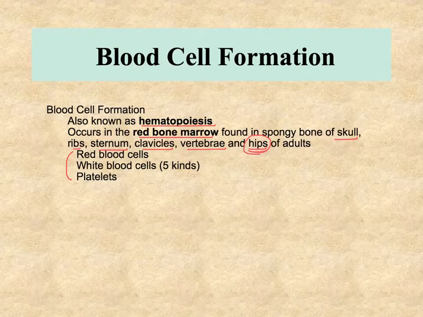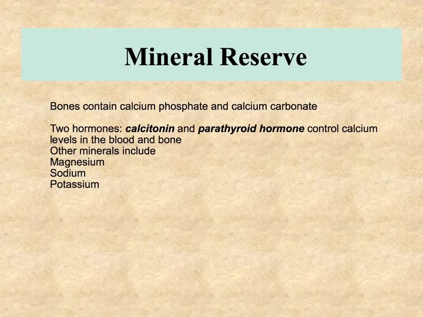But also white blood cells that are very much involved in the immune system, and we have 5 different kinds of white blood cells that we'll be talking about as we move through this course. And then platelets, which we've already talked about, is something that's involved in clotting, blood clotting, and wound healing. Then finally, a mineral reserve is found in your bones.